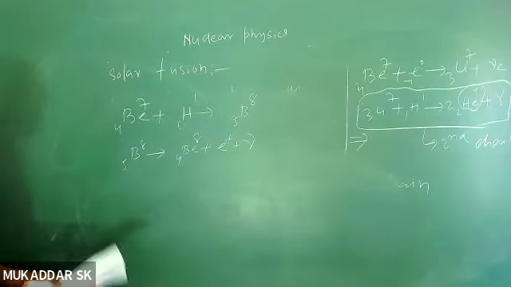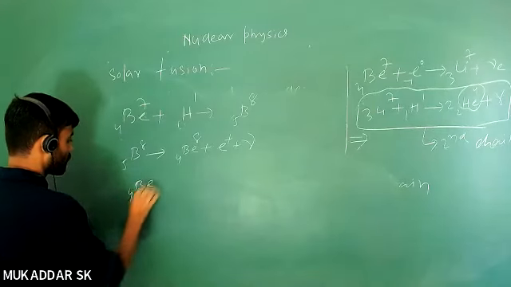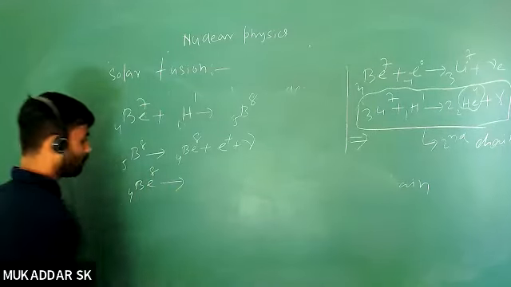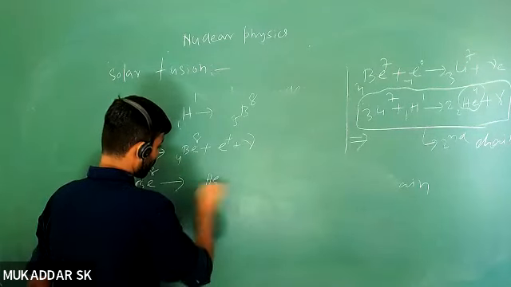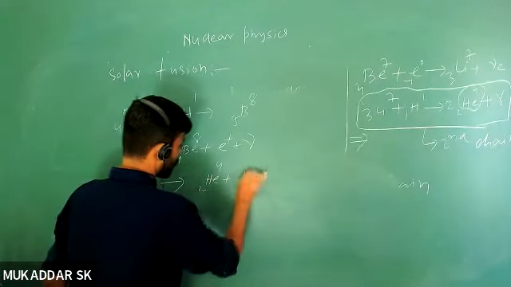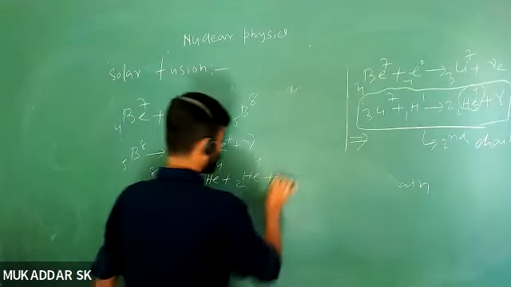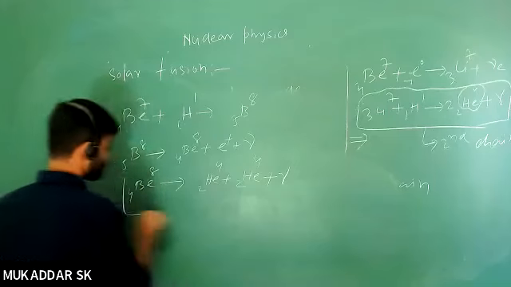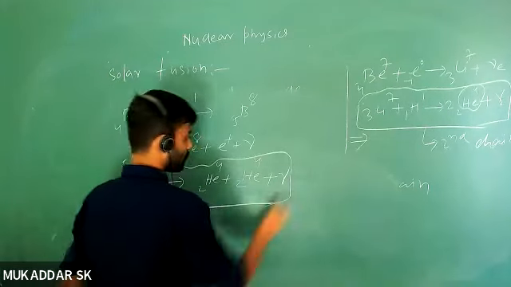And beryllium 4, 8 will decay to what? 2 helium 4, right? Or you can say He 2, 4, and there is emission of photon. This is your third chain.